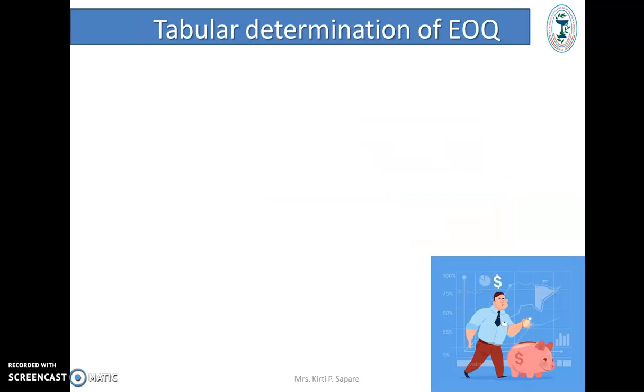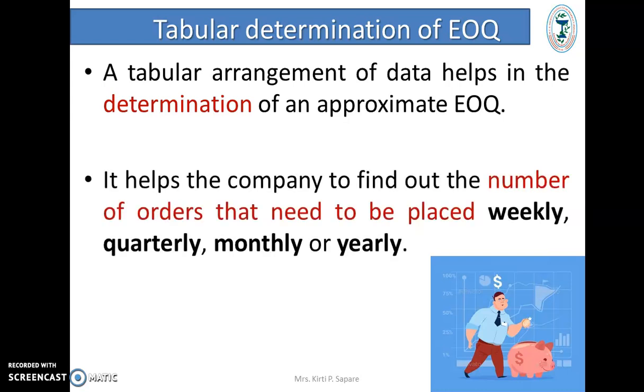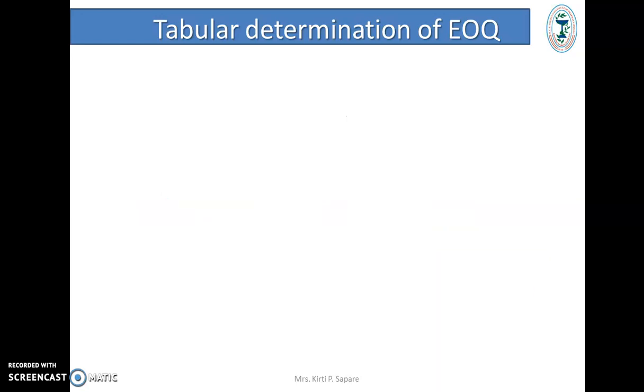First method of determination of EOQ, that is tabular determination of EOQ. A tabular arrangement of data helps in determination of approximate EOQ. It helps the company to find out the number of orders that need to be placed weekly, quarterly, monthly or yearly. Let's discuss an example of EOQ.